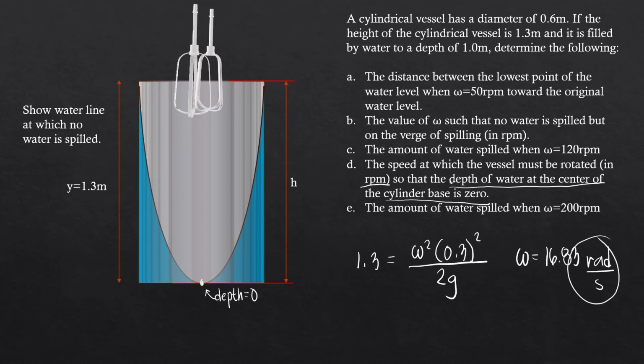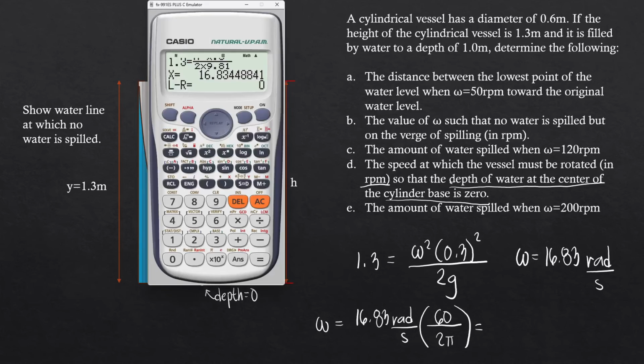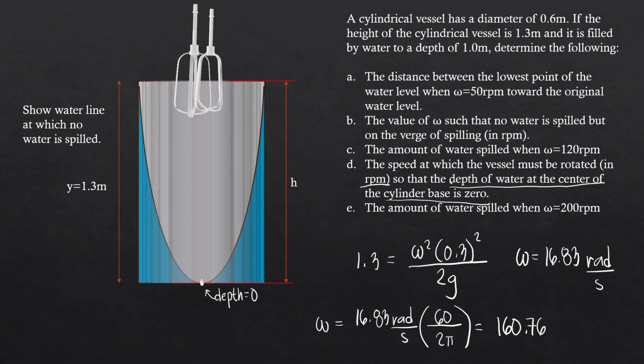We need to convert this. And so we have w equals 16.83 rad per second multiplied by 60 divided by 2 pi. And so this value multiplied by 60 over 2 pi, this is our w, which is 160.76. And then this is RPM. This is our answer. Now, this value of the rotational speed is for this condition wherein the vertex is located right at the center. And so what happens if I'm going to increase the rotational speed?